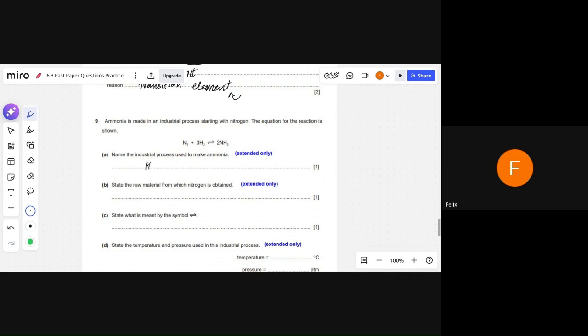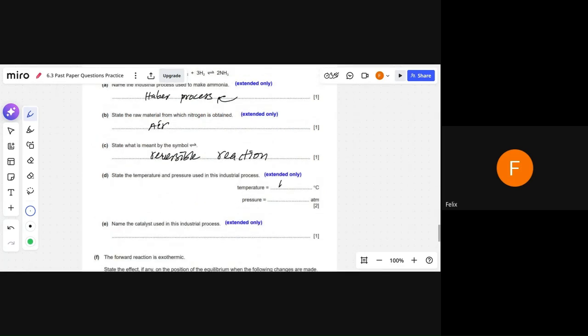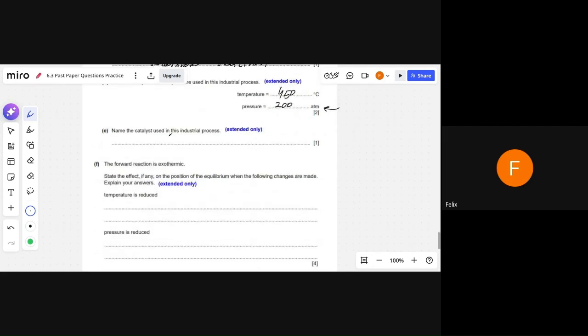Okay, so question number 9: name the industrial process to make ammonia. Yeah, the Haber process. Memory based. State the raw material from which nitrogen is obtained: air. What is meant by the symbol for a reversible reaction? State the temperature and pressure used in the industrial process. Memory based, 450 degrees. The pressure is in atmospheres, so you must write 200. Do not write 2000 or 20,000, you will get 0. Name the catalyst used in this industrial process: iron catalyst.